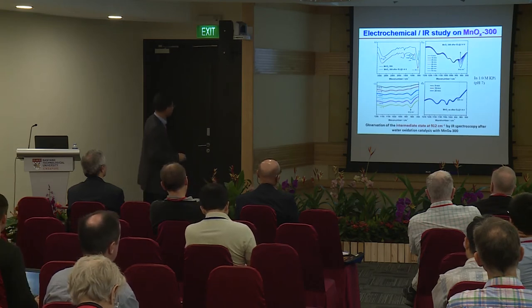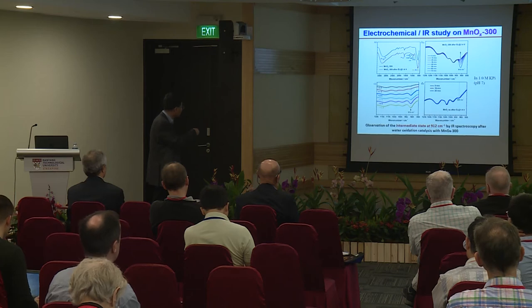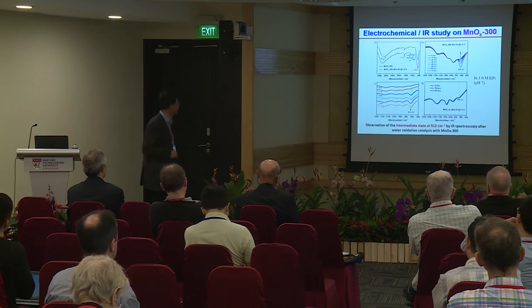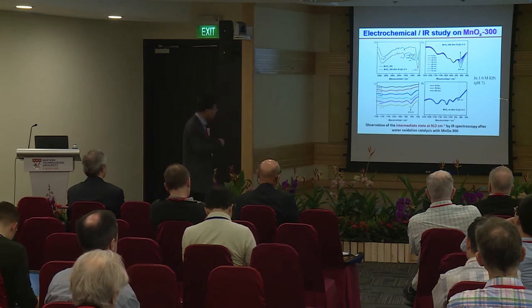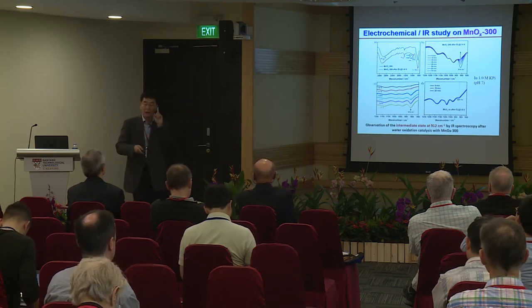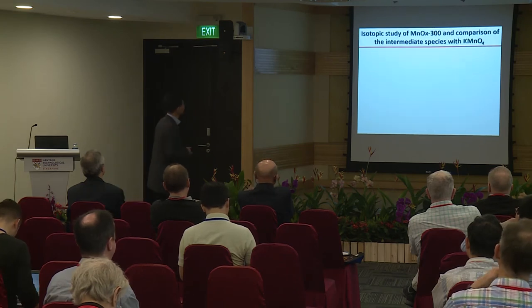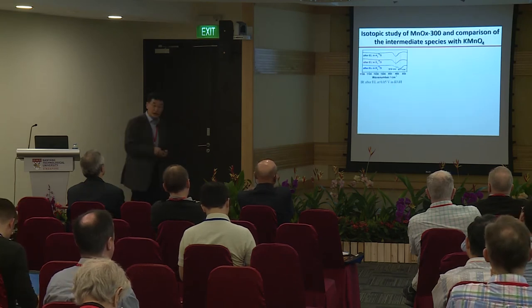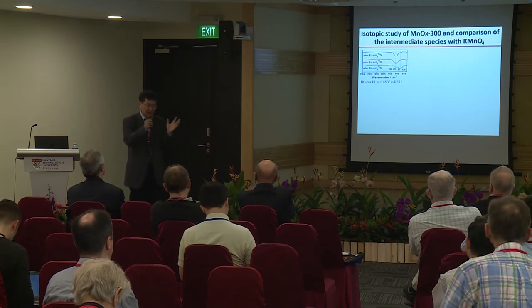And if you increase the applied potential, the peak at 912 wave numbers also increases. As a comparison, if you make a similar measurement on the manganese oxide without annealing, it does not show this peak, okay? Only manganese oxide 300 shows this one. We also wanted to figure out if this is really the active species, and what the structure of this intermediate is.